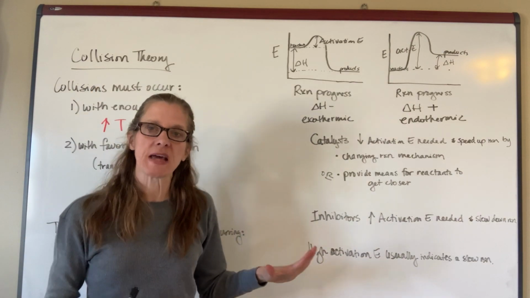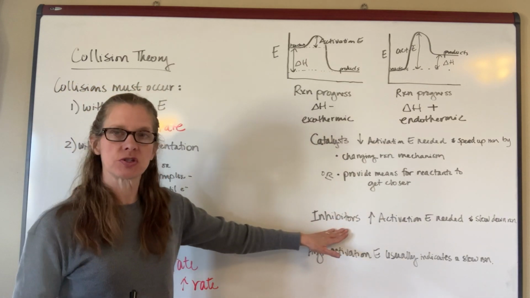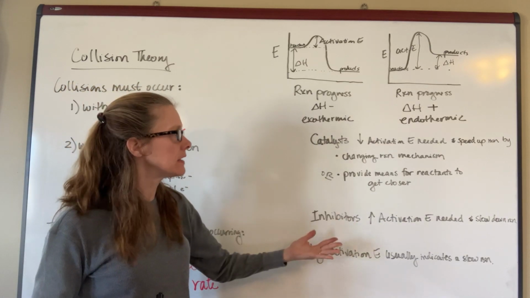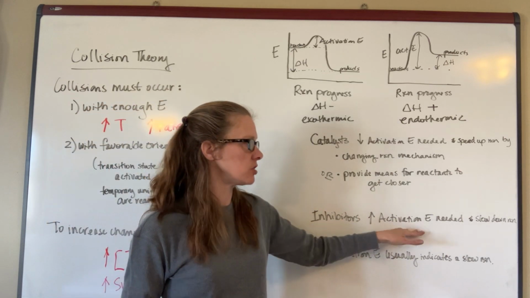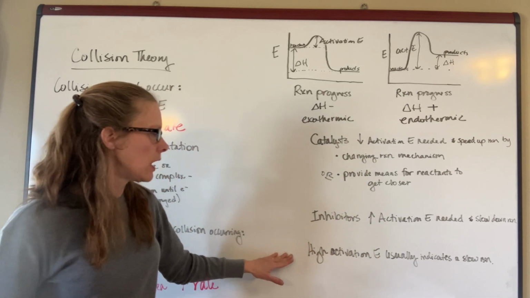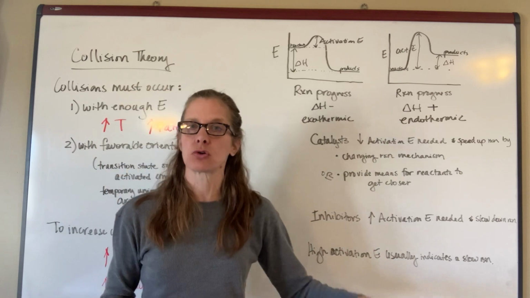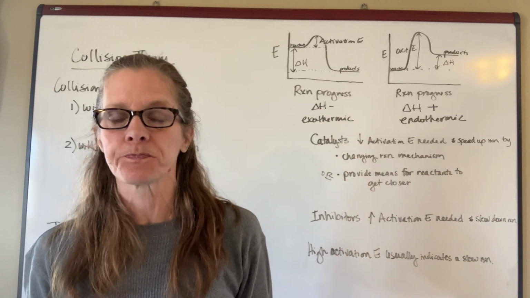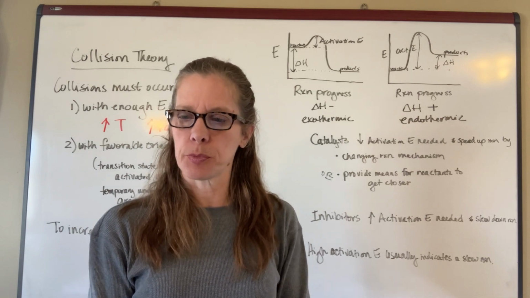Sometimes, though, reactions happen too quickly and we need to slow them down. And in that case, we use something called an inhibitor. And an inhibitor is the opposite of a catalyst. It increases the activation energy needed, and it's going to slow down the rate. So in general, you can say that a high activation energy usually indicates that you're going to have a very slow reaction, as you've got to have such an increase in energy for that to take place there.